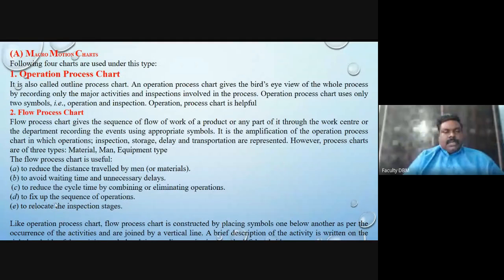So here, the operation process chart and flow process chart are constructed by placing the symbols one below another as per the occurrence of activities. Join the symbols and calculate the distance.